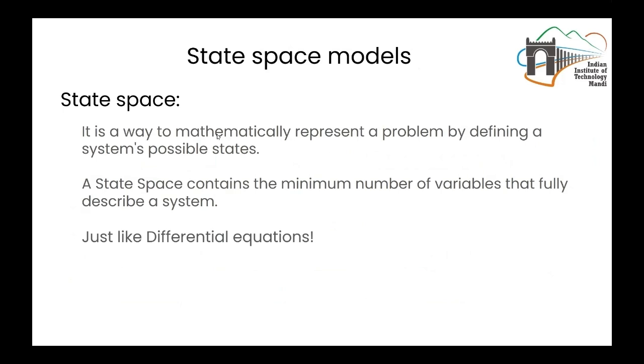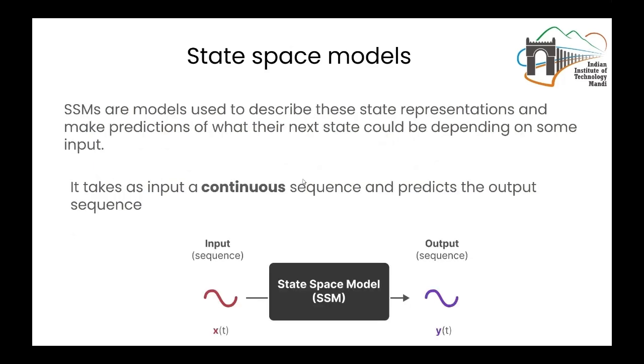So now moving towards the state space model, first we would like to understand what state space is. It's just like a differential equation: state space can help you to represent a problem mathematically by defining some of the system's possible states, like at t = 0, there are 5 bunnies. So you can further progress to find the number of bunnies at particular times t. So, what are state space models now? SSM models are used to describe the states which were defined in the state space and make some predictions on that with the help of their described states.